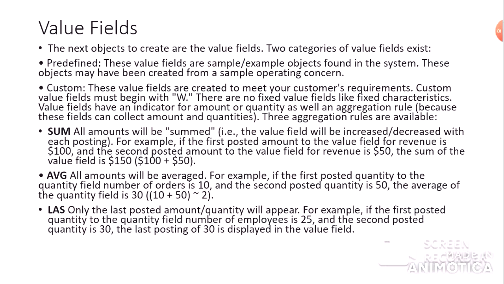Custom value fields must begin with W. There are no fixed value fields like fixed characteristics. Value fields have an indicator for amount or quantity as well as an aggregation rule because these fields can collect amounts and quantities. Three aggregation rules are available: sum, average and LAS.